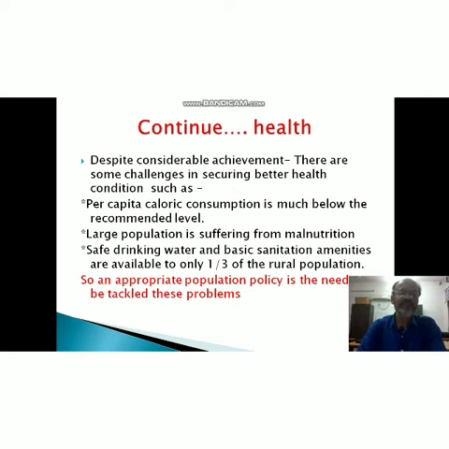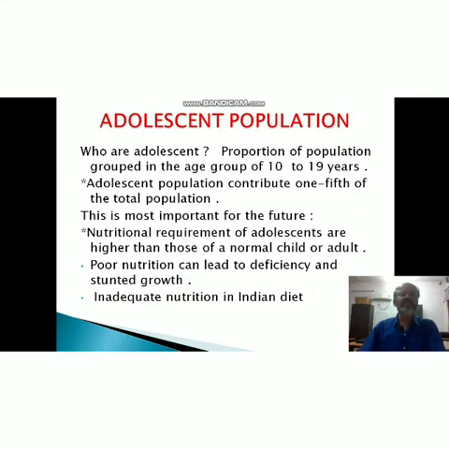That means poverty is there. Per capita calorie consumption is less. A large population is suffering from malnutrition, and we know that in the rural population, one third of the rural population has no safe drinking water. There are no basic sanitation amenities. So an appropriate population policy is needed to tackle these problems. What are the problems? We have to tackle these problems, so we require a population policy.